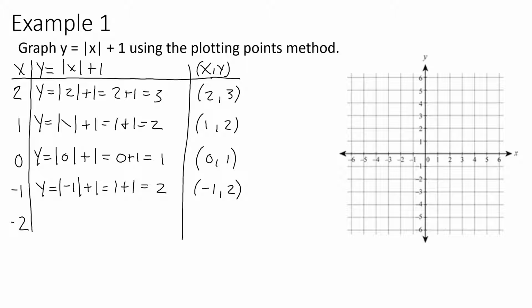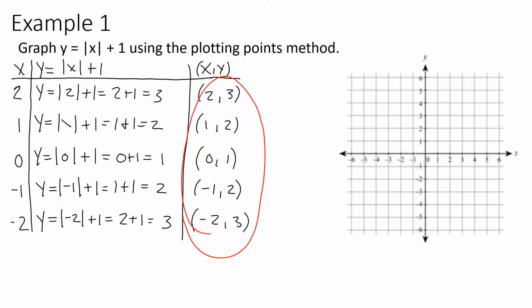Same thing for when x equals -2. When x equals -2, y equals the absolute value of -2 plus 1, which is 2 plus 1, which equals 3. That gives us the ordered pair -2, 3. So we just generated a list of ordered pairs, and now we're going to plot those ordered pairs on a Cartesian coordinate system and then draw a line or a curve through those points.